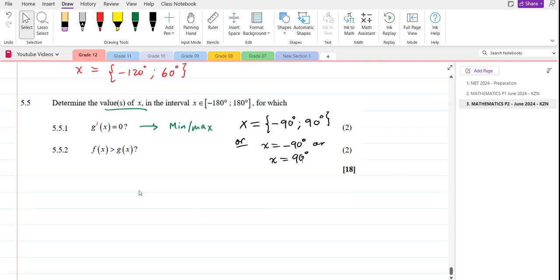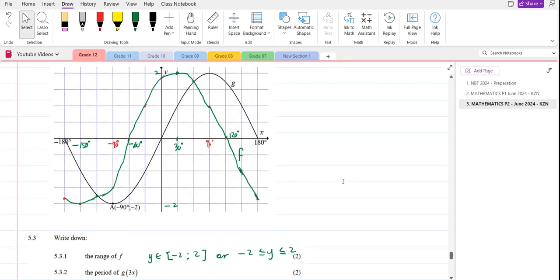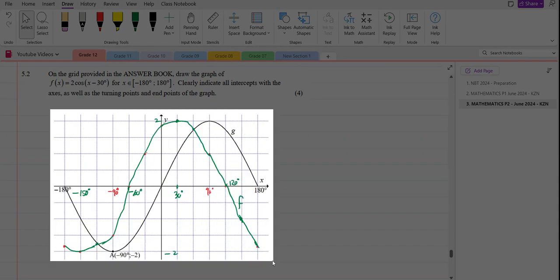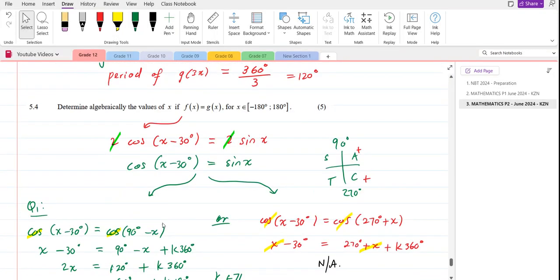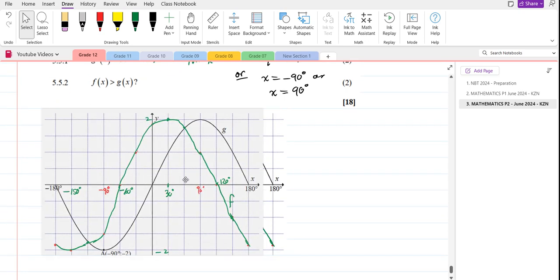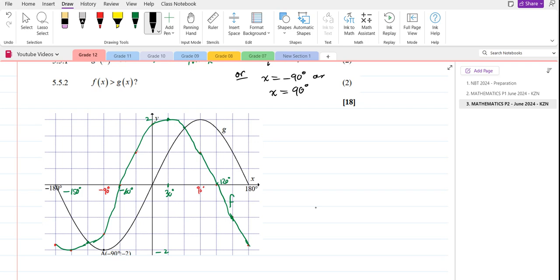Then where is f of x greater than g of x? Now for f of x greater than g of x, I need to look at the graph. Right, so let's copy this graph here. So where is the f graph above the g graph? So I like to do this. We can see the f graph is below here. The f graph is above here. F graph is above the g graph here only. So it's only this place here, from there to there.